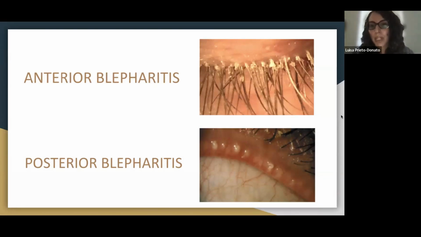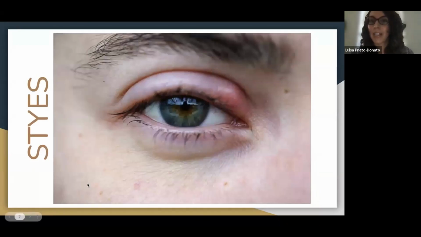But if you have posterior blepharitis, they become a little bit clogged, kind of like little pimples that you're seeing here, like on the lid. And that could also lead to a lot of issues. When posterior blepharitis gets very out of control, some inflammation and a small infection can occur in one of those lid margins and form what's called a sty. We see these a lot. They tend to be very, very painful at first and cause a lot of swelling on the eye.